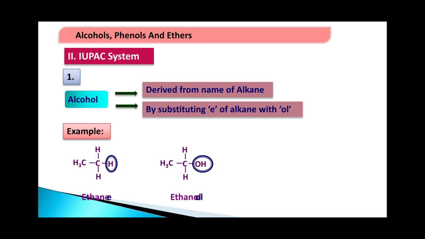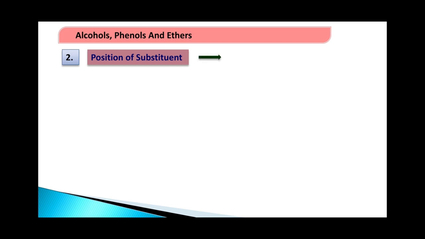Ethanol is the IUPAC name of CH3CH2OH. But a problem will arise when you have more than 4 or 5 carbons in the parent chain. We have to go for the numbering system. That means the position of the substituent plays an important role. And remember, the position of the substituent indicated by the numbers should be lowest for the functional groups.